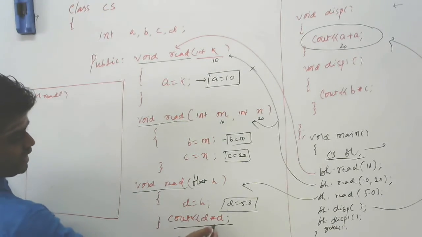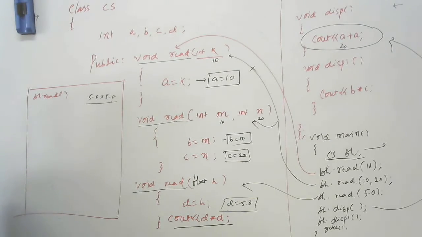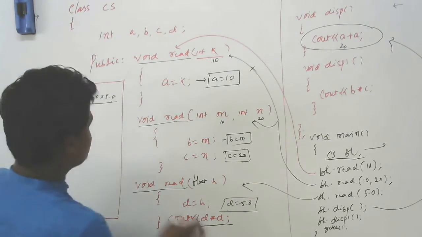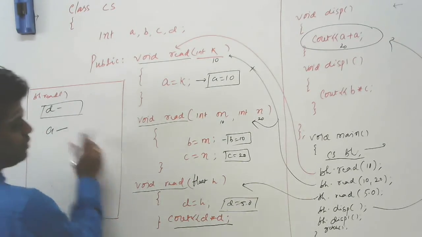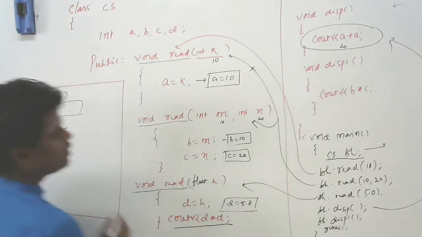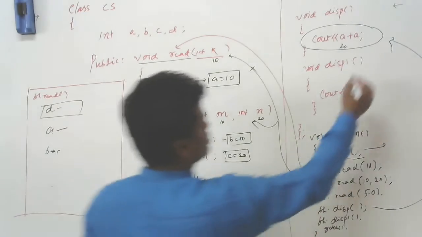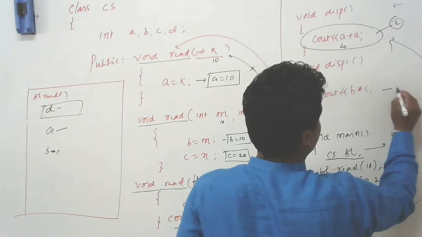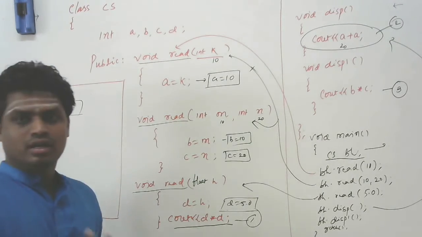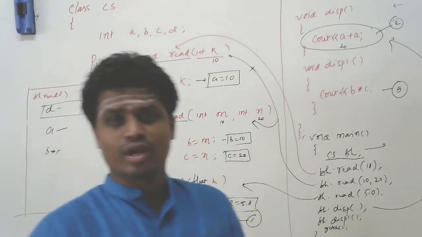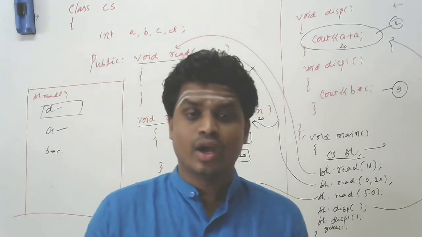What have you specified? d into d. 5.0 into 5.0, that value will be printed. Next, after printing the value of d, the value of a will be printed. Then the value of b into c will be printed. This is the first output, this is the second output, this is the third output. Please try to execute this program so that you will come to know how this function overloading will work.